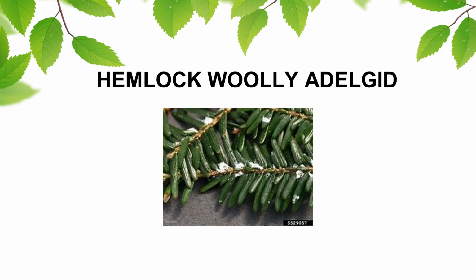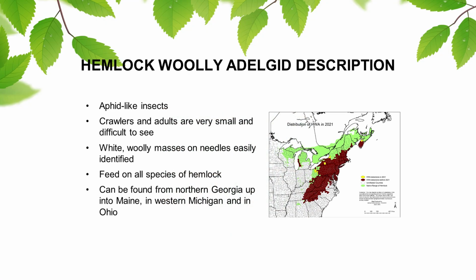Hemlock woolly adelgid. Hemlock woolly adelgid description. Hemlock woolly adelgid adults are aphid-like insects belonging to the Hemipteran order of true bugs, with piercing, sucking mouthparts. Both the crawlers and adults are very small and difficult to see with the unaided eye. Their white woolly masses are easily identified on the branches at the base of needles.